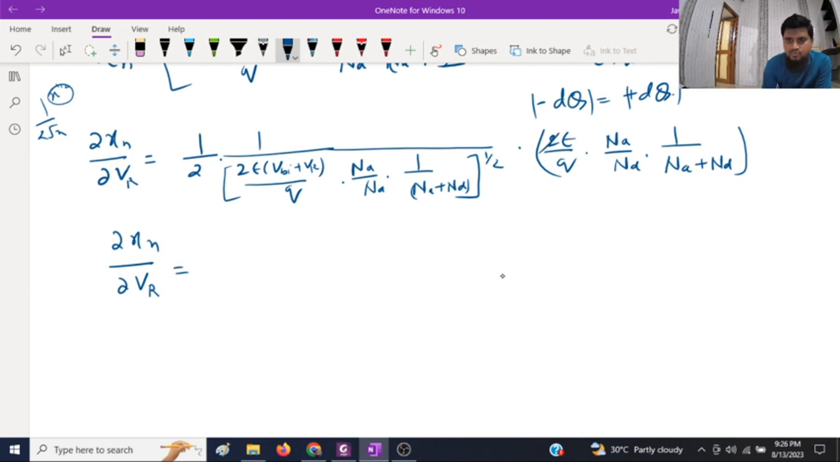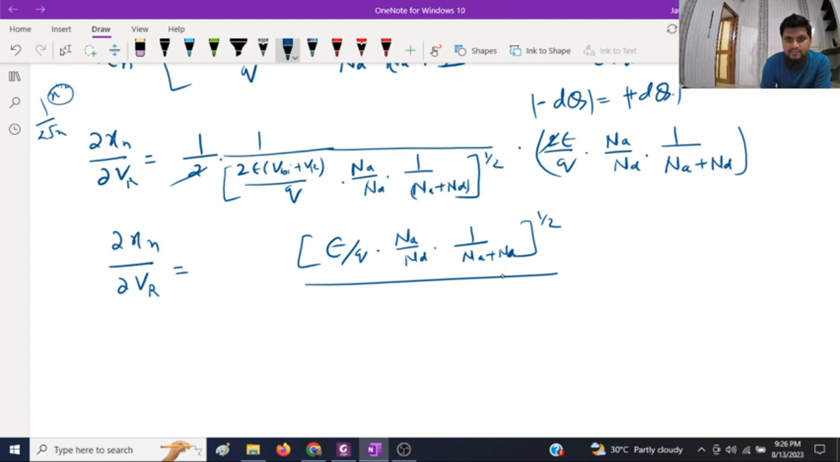is equal to, let's say this 2 cancels out, and you can write it as epsilon by q into Na by Nd into 1 by Na plus Nd, to the power 1 by 2, divided by 2 (Vbi plus Vr), of course, to the power 1 by 2, right? So this expression we have already calculated.